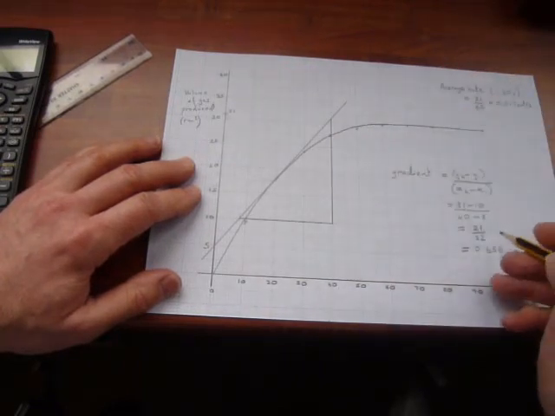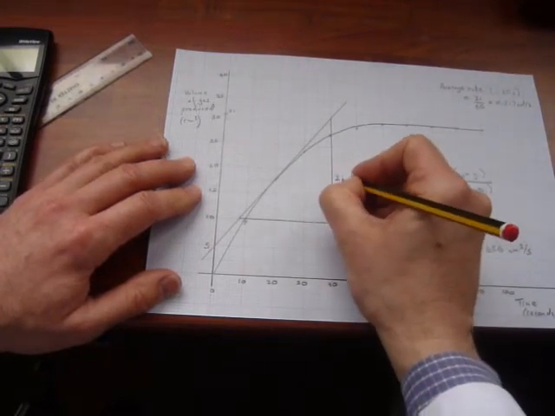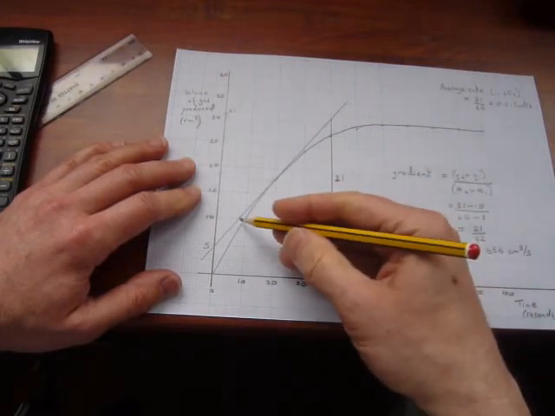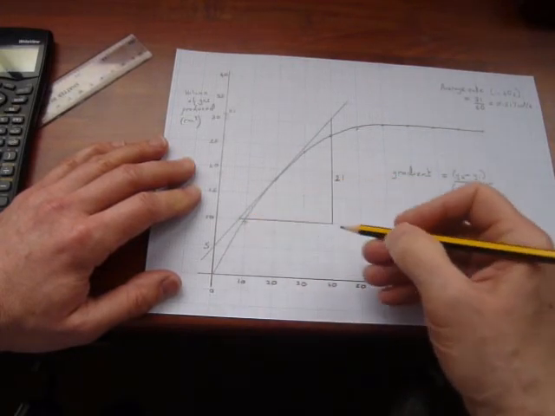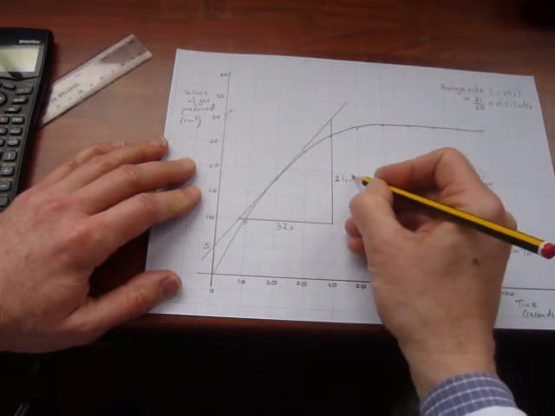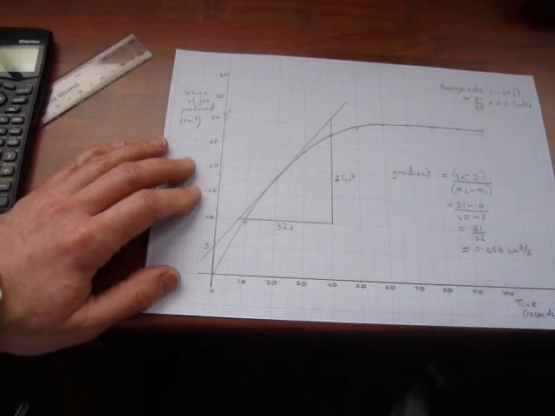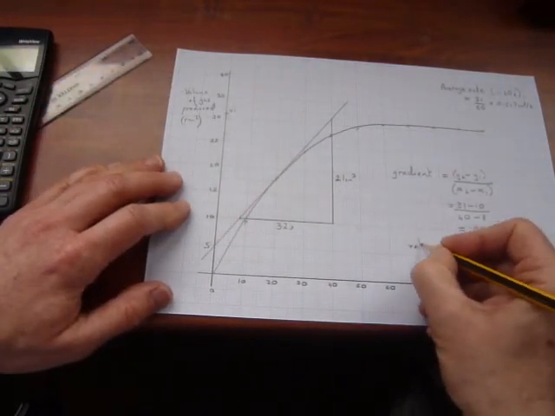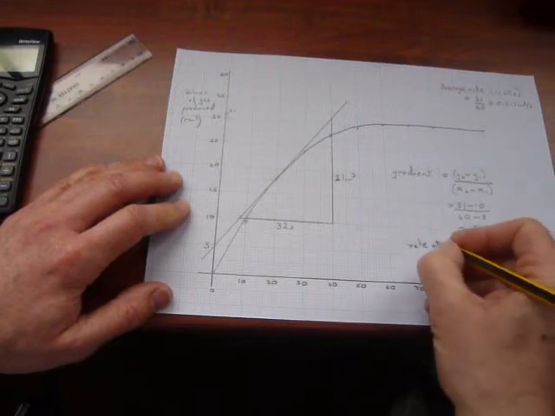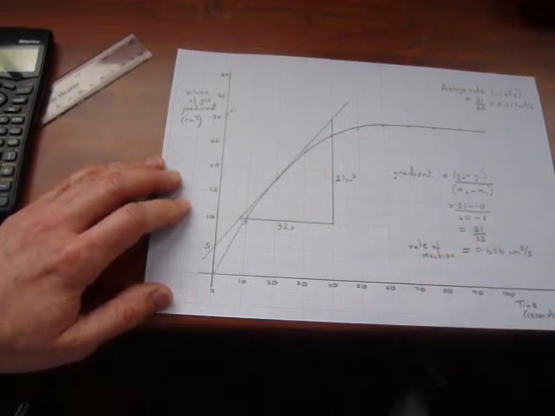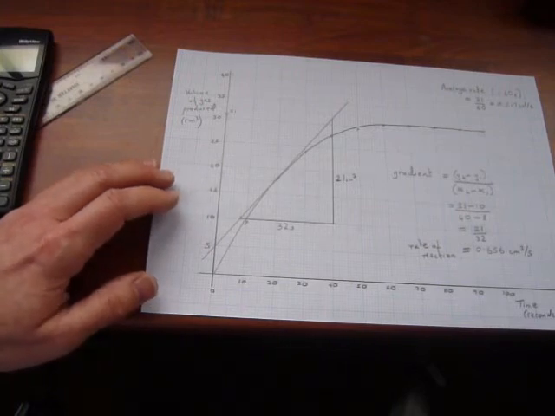The change in y, we worked out, was 31 minus 10, which is 21 centimetres cubed. The change in x was from 8 to 40, which is 32 seconds. And that's how we got our rate at that particular instant, at 20 seconds. So you could be asked either of those, the average rate or the rate at a particular instant.